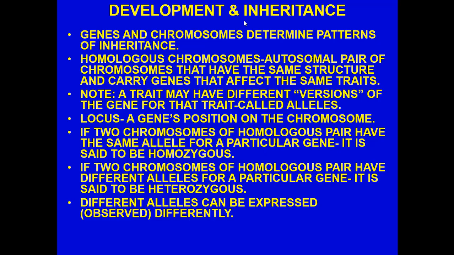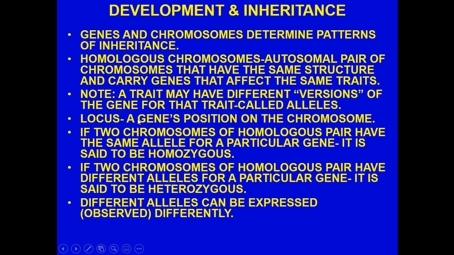Or you could have type A blood where one allele has type A, the other allele has type O. Type O is recessive. It's not seen unless both copies are present. So what happens is A is dominant. A is going to basically be the blood type that is going to be expressed. You may be genotypically, in other words, type A and type O, but phenotypically, all you're going to have is type A blood. Okay?